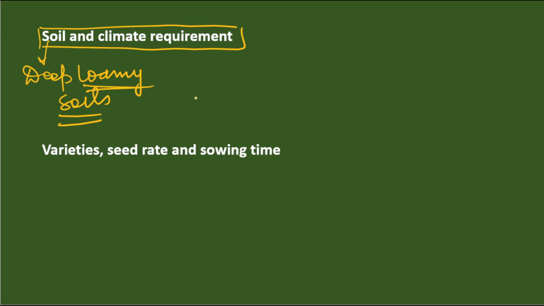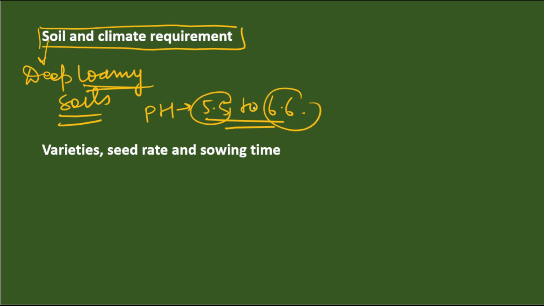Where the pH range of the soil should be around 5.5 to 6.6, that is slightly acidic. स्लाइटली, ऐसा नहीं कि पूरा एसिडिक होना चाहिए, slightly acidic towards neutral. Okay, 5.5 to 6.6 is a good pH range for it. The soil should contain high organic matter. The organic matter of the soil should be good. The drainage of the soil should be good.